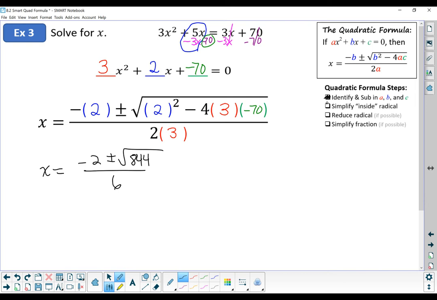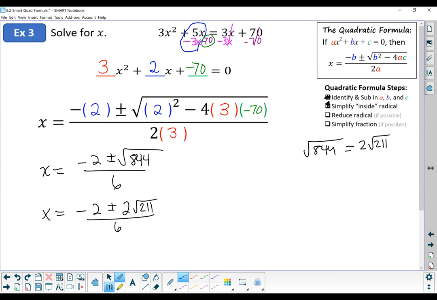We simplified our inside number. Now we're going to reduce that radical. The square root of 844 is equal to 2 root 211. So I'll change that root 844 to a 2 root 211.